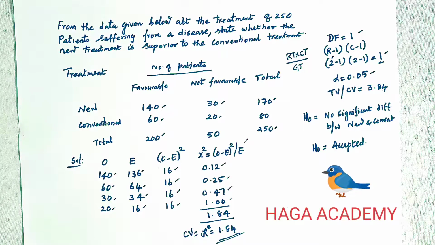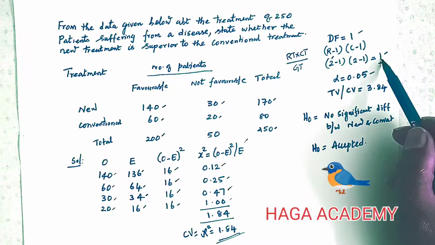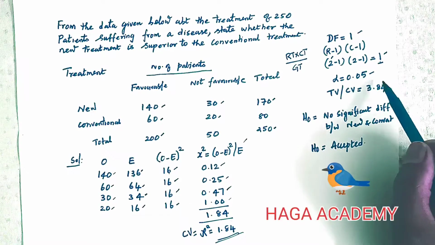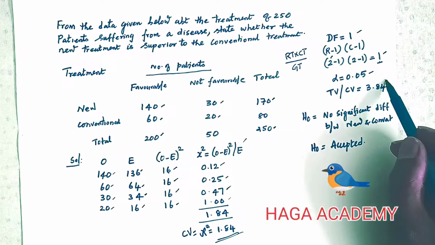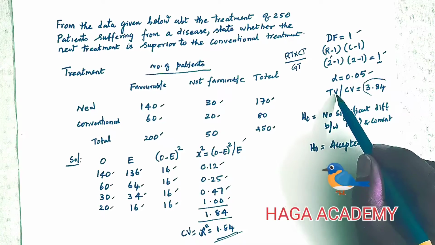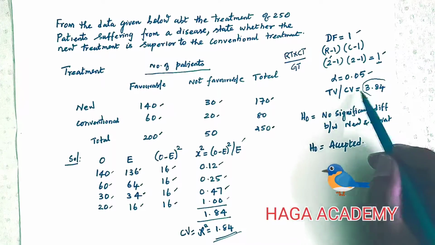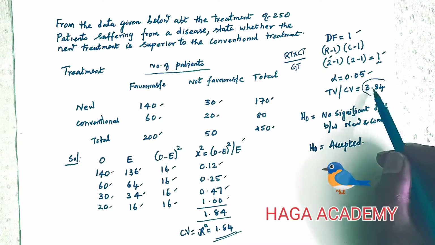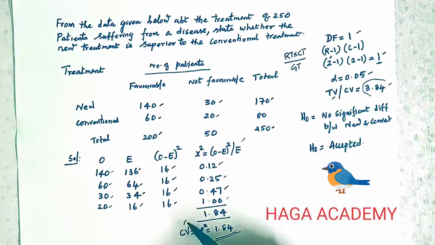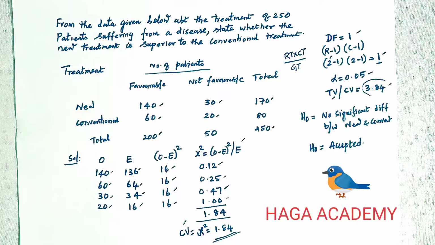Now, with the help of degree of freedom 1 and significance value 0.05, through the chi-square table we get the value 3.84. I mean the table value or critical value, 3.84. This is the table value, and this is the calculated value. Always, when the table value is high and the calculated value is low, we must accept our null hypothesis.